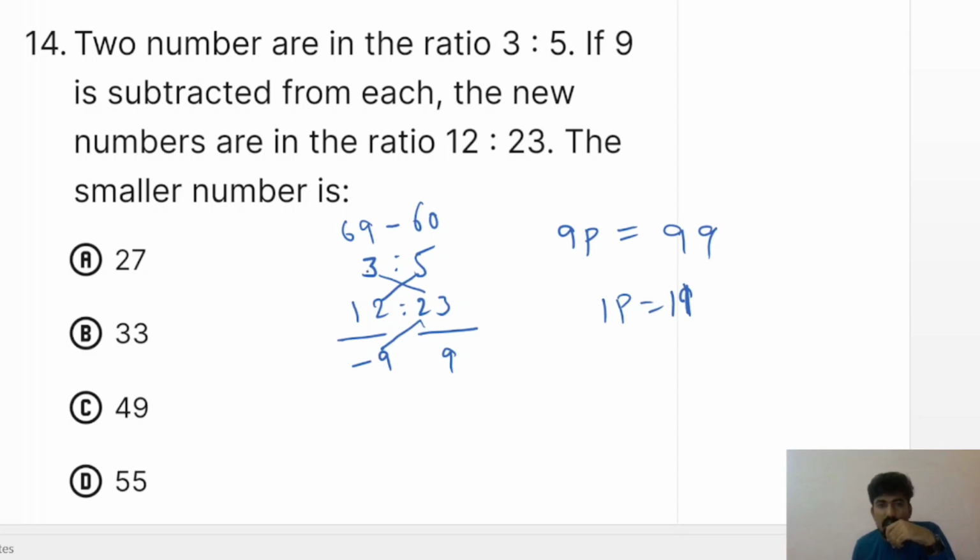Then the small number. Small number means 3 parts. 3 parts is equal to 11 into 3. The answer is 33.